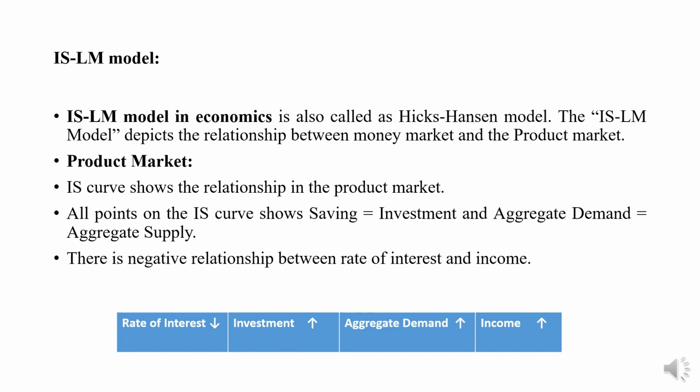Rate of interest and investment have a negative relationship. When the rate of interest is low, investment is high. People are more interested to invest at that point. When there is a low interest rate, people can easily invest, and when investment is high, the aggregate demand is also high. And when aggregate demand is high, income automatically increases. So there is a negative relationship between rate of interest and income.